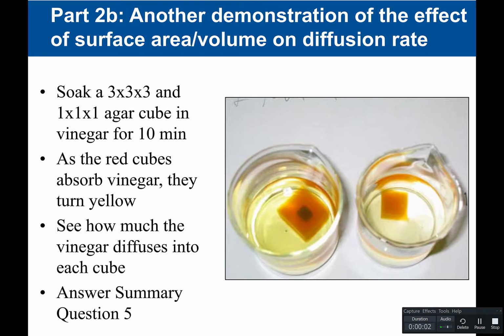We have another experiment looking at the effect of surface area to volume ratio on the rate of diffusion. And this one is a little more visual. It allows you to see it by color change rather than weight. And so what we're doing in this experiment is cutting two cubes. One is 3x3x3, one is 1x1x1. And we're taking these cubes and putting them in vinegar and letting them sit for 15 minutes. As the red cubes absorb the vinegar, they will turn yellow. And so we will look and see how much vinegar diffuses into each cube and then use that to answer summary question number 5. And that will be explained in the next video.